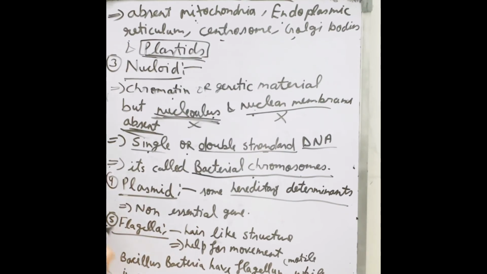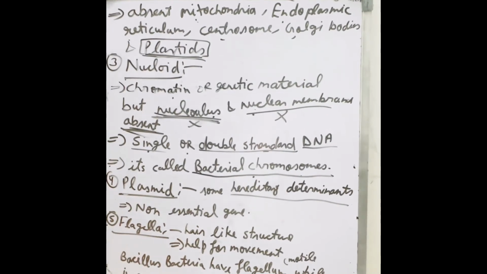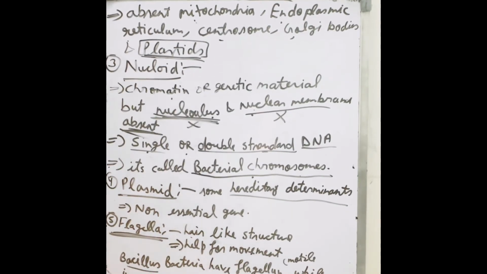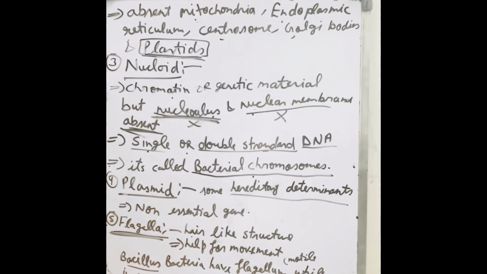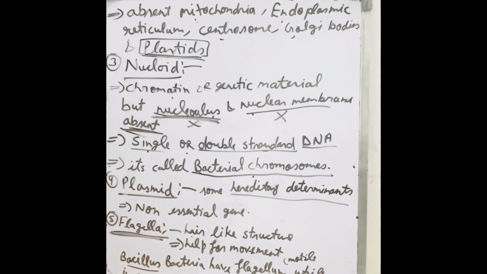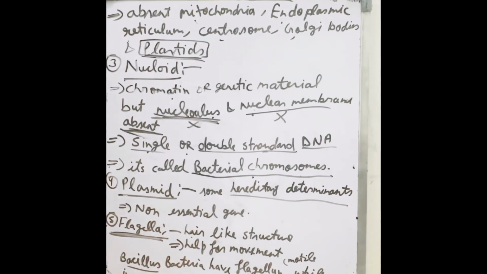Number 5 is flagella. Flagella, as you know, are mainly used for locomotion. Flagella is a hair-like structure and it helps for movement or locomotion. Bacillus bacteria have flagellum, because bacillus bacteria are both motile and non-motile, but coccus bacteria are non-motile. It means they don't have flagellum.